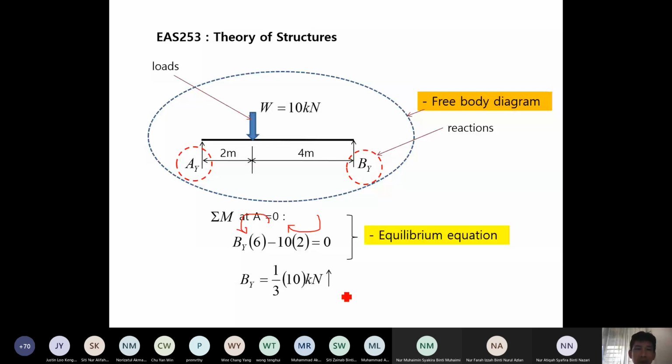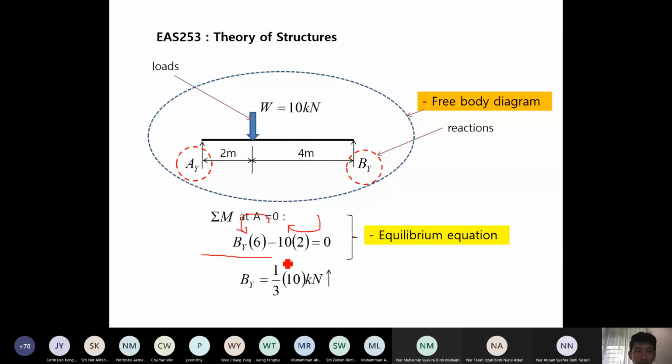And if you get positive, it means the direction that you assume is correct. So this is just a simple refresh of what analysis is all about. You apply equilibrium equations. These are moment equilibrium equations, so each one of these must be moment.